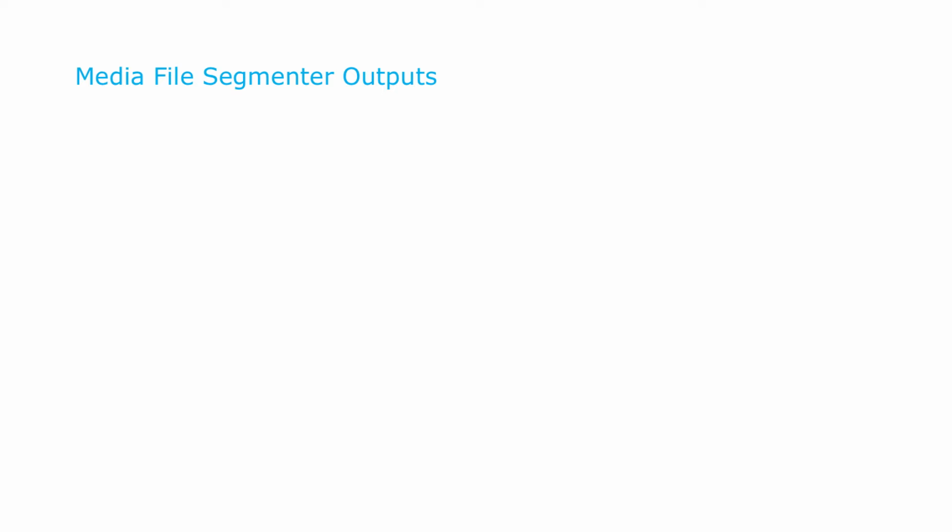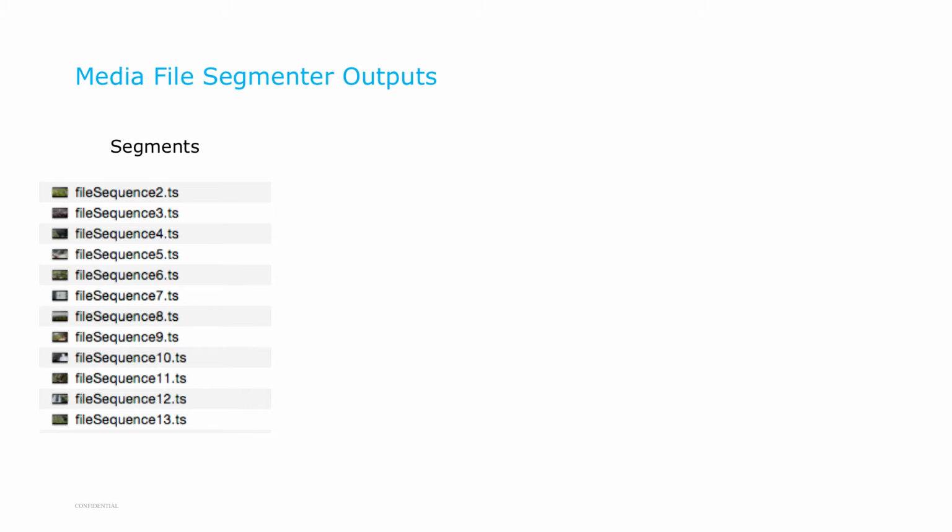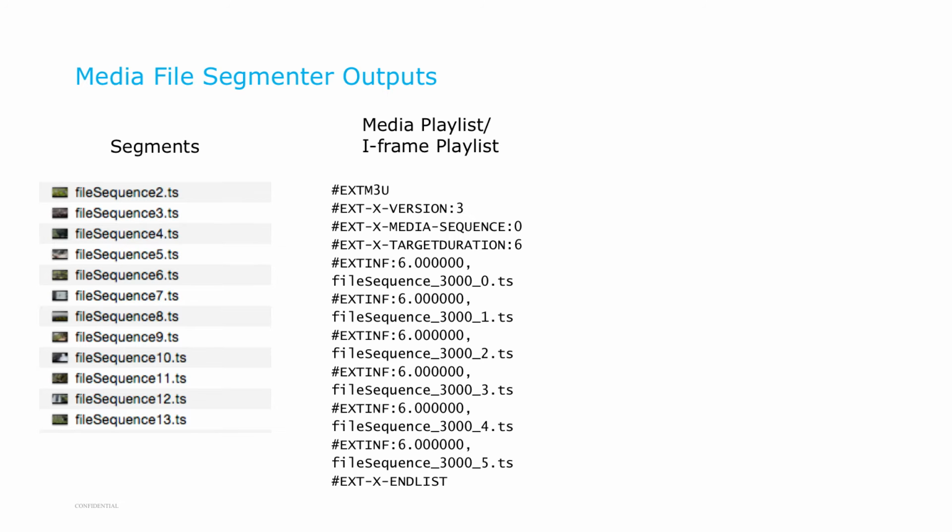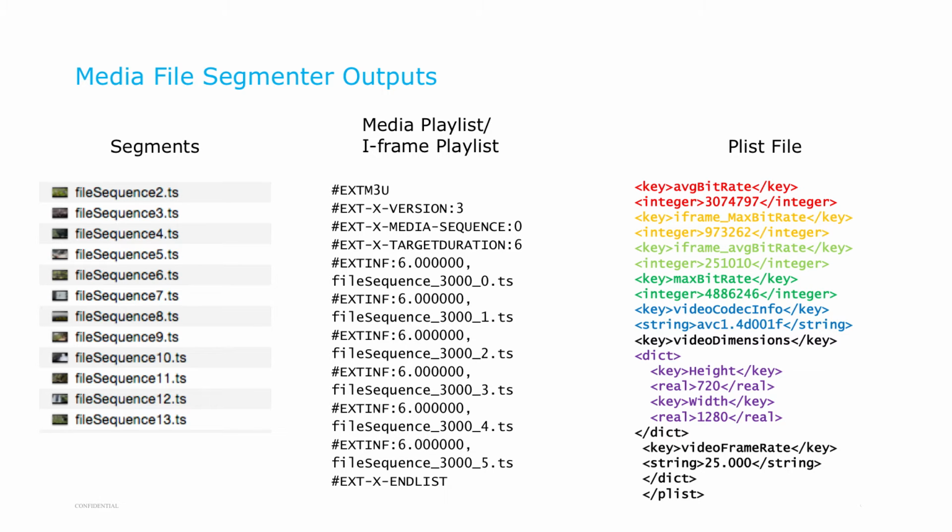Here are the outputs from the Media File Segmenter. On the far left are the file segments, here multiple segments in MPEG-2 transport stream format. In the middle is the media playlist file, which you'll use as is. Not shown is the iframe playlist, which you'll also use as is. On the right is the plist file, which is color-coded so you can more easily see the information that it contains. Later, you'll need to pull information like average and maximum bitrate from these files to complete the master playlist.